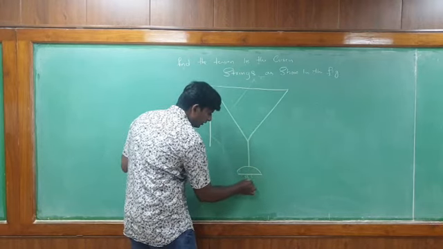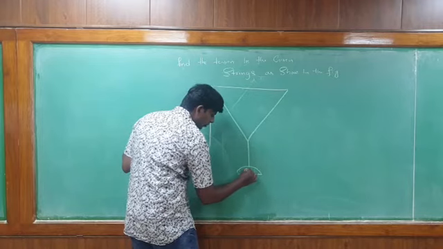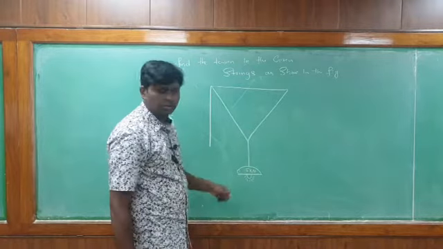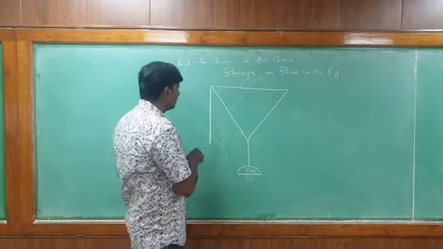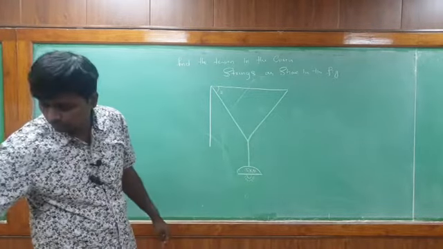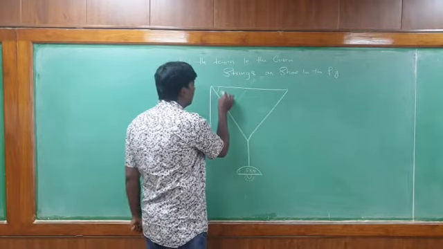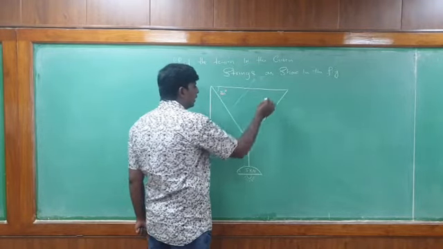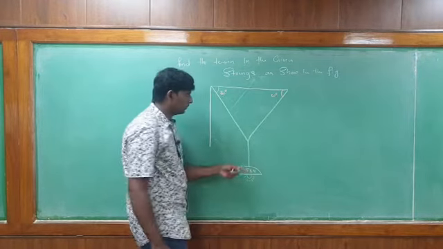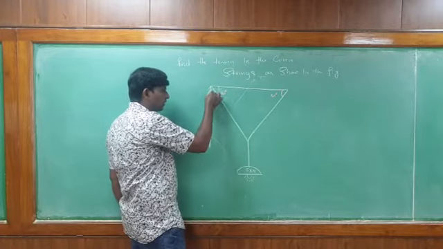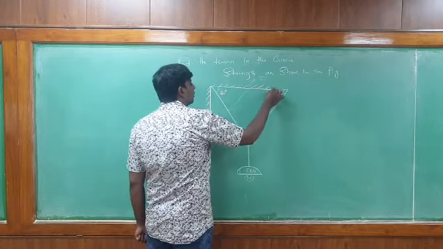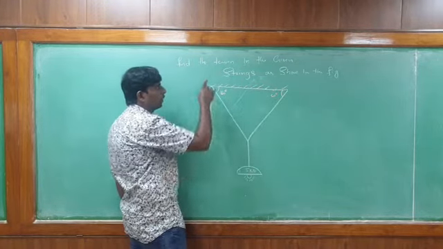This one you can consider as the lamp. The lamp weight is equal to 5 kilonewton. And here the angles are given: this angle is 30 degree and this angle is 60 degree. This part is fixed and this one is also fixed. Now you have to find out the tension.